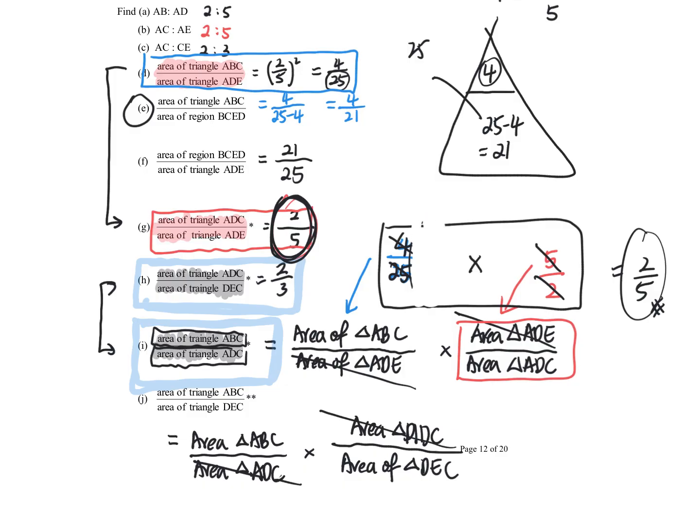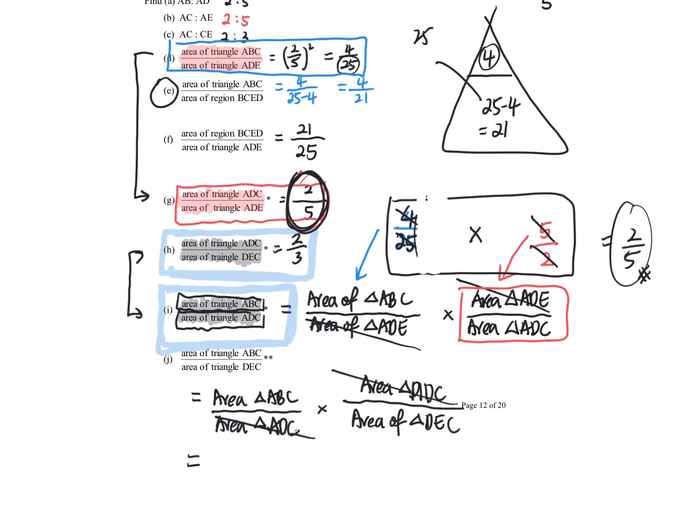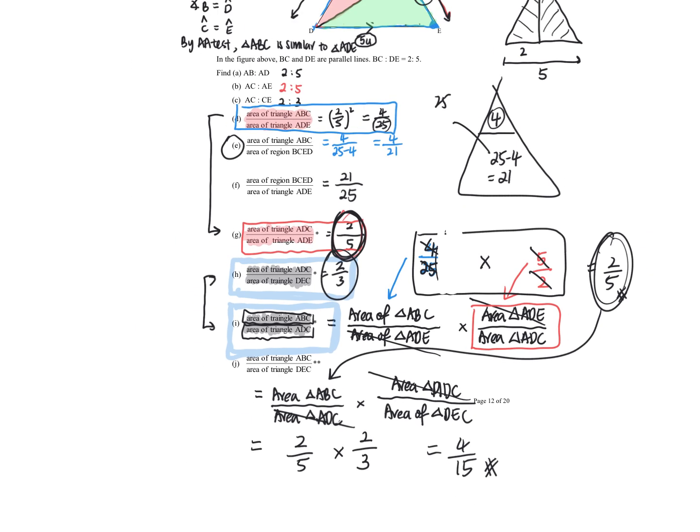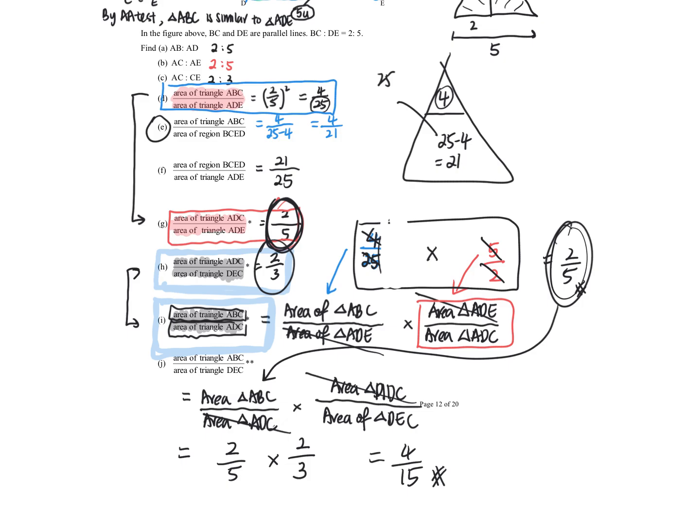Okay, so let me put in the values. ABC and ADC, I know the answer is 2/5, so I put in here 2/5. Then ADC and DEC is 2/3, so I just put this in, and then I get 4 out of 15. So unfortunately or fortunately, this last two is the difficult one that you need to find the relationship between the top answers.